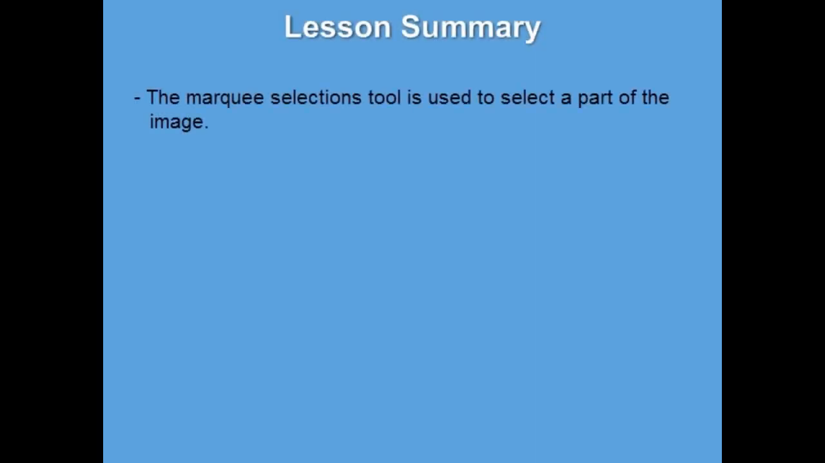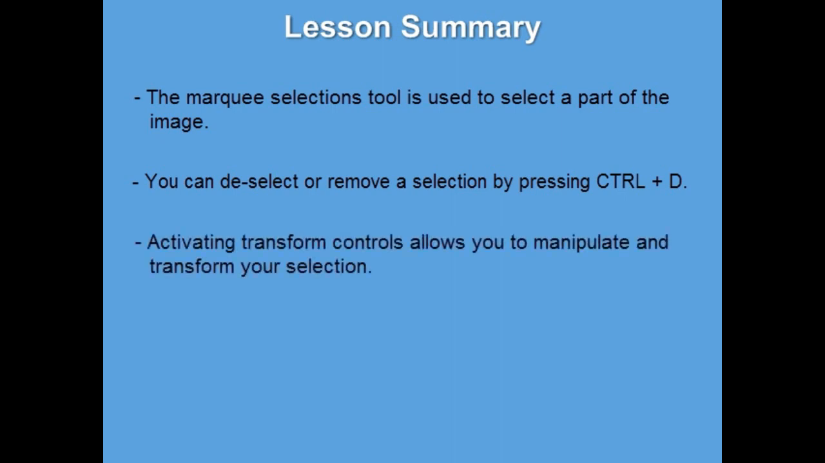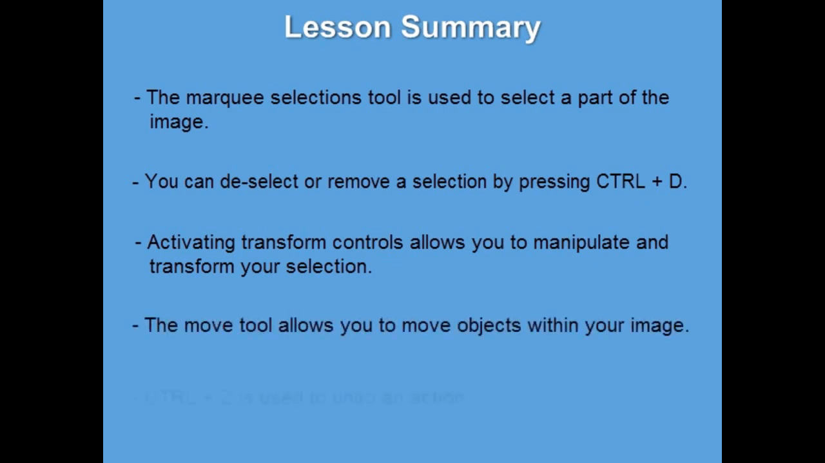The Marquee selection tool is used to select part of the image. You can deselect or remove a selection by pressing Ctrl+D. Activating transform controls allows you to manipulate and transform your selection. The Move tool allows you to move objects within your image. Ctrl+Z is used to undo an action.